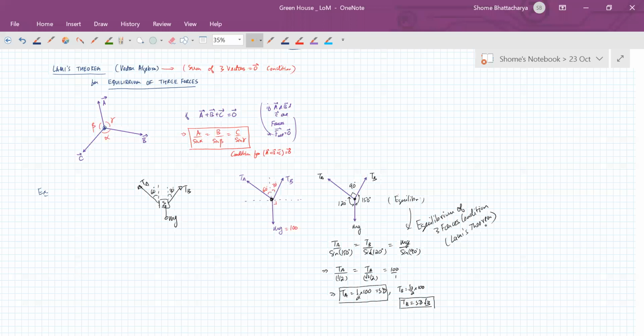Okay, so I hope this application of Lami's theorem in this example is clear to you, and more importantly, it's showing you why it is.